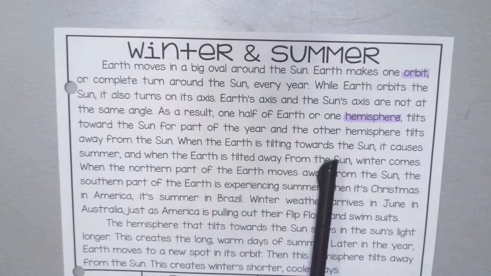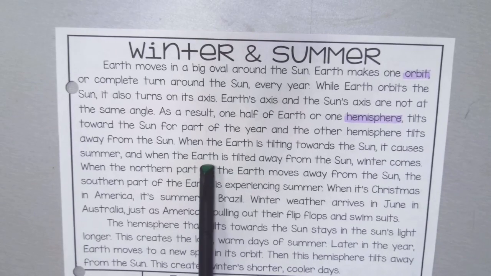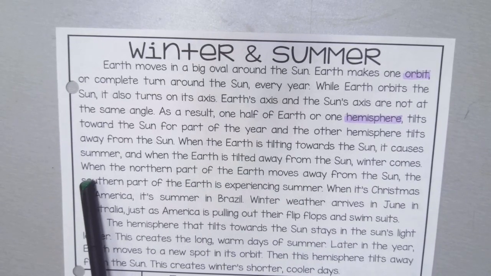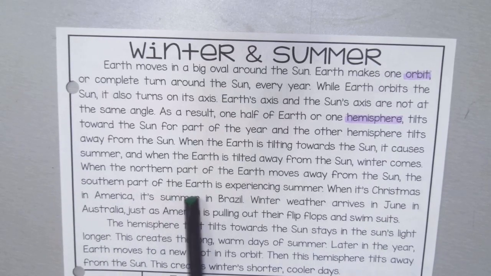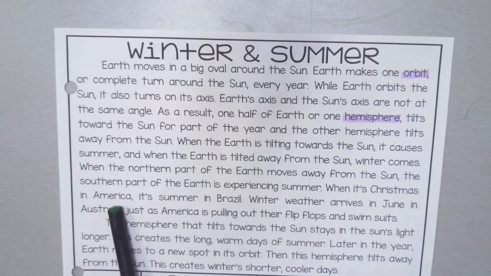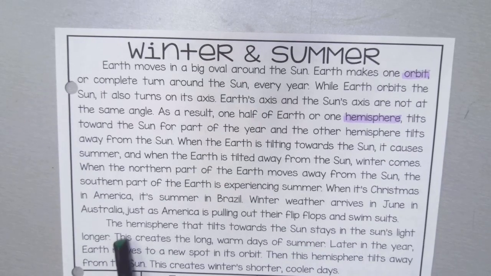When the Earth is tilting towards the sun, it causes summer. When the Earth is tilted away from the sun, winter comes. When the northern part of the Earth moves away from the sun, the southern part of the Earth is experiencing summer. When it's Christmas in America, it's summer in Brazil. Winter weather arrives in June in Australia, just as America is pulling out their flip-flops and swimsuits.